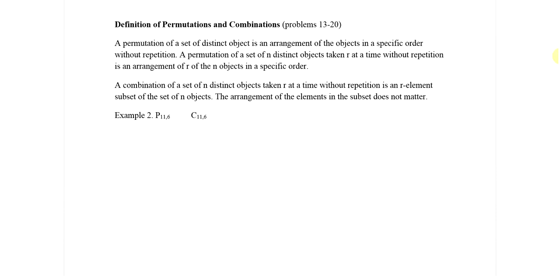A combination is a set of n distinct objects taken r at a time without repetition and is an r element subset of the n elements. Here, the arrangement of the elements in the subset does not matter. But again, we have n elements and we're choosing r of them. The difference between permutation and combination is that with permutations, I guess to explain it better, our order matters.